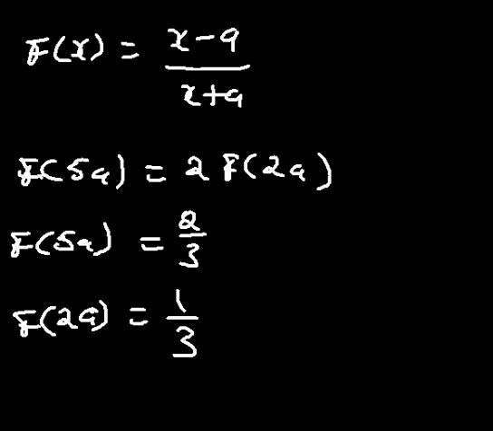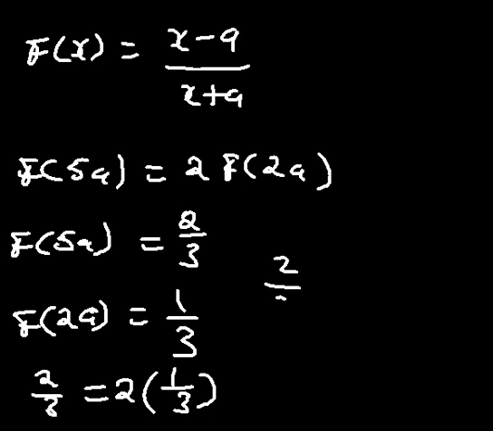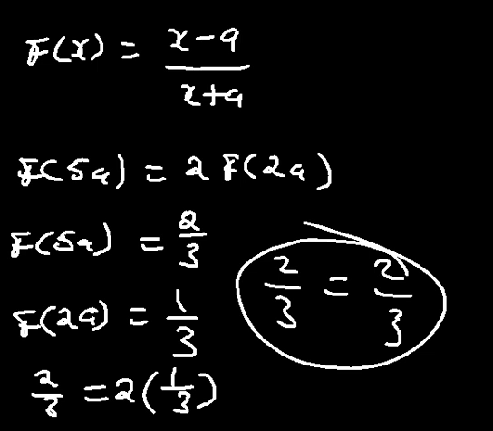Now let's think of substituting this into that one. So we have 2 over 3, which is equal to 2 times 1 over 3, which is literally equal to 2 over 3. So it is true here. So at your own time, try also to have these problems out.